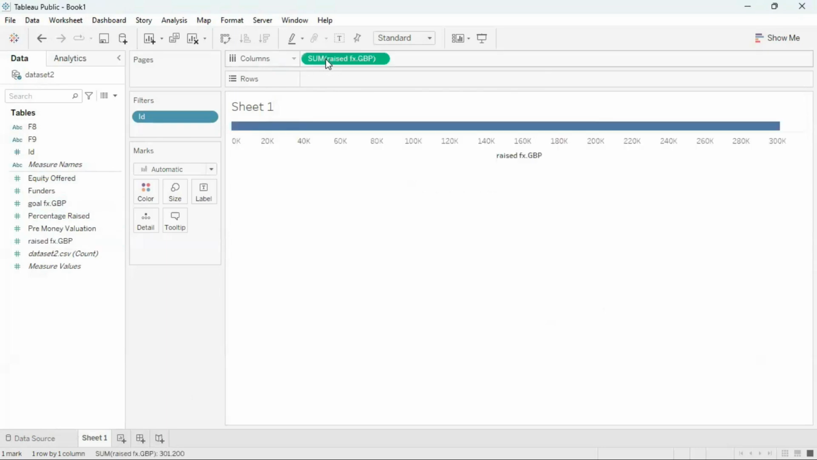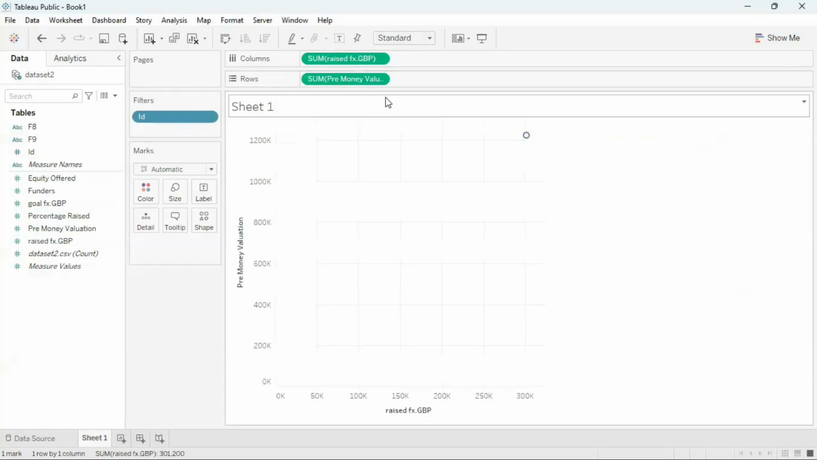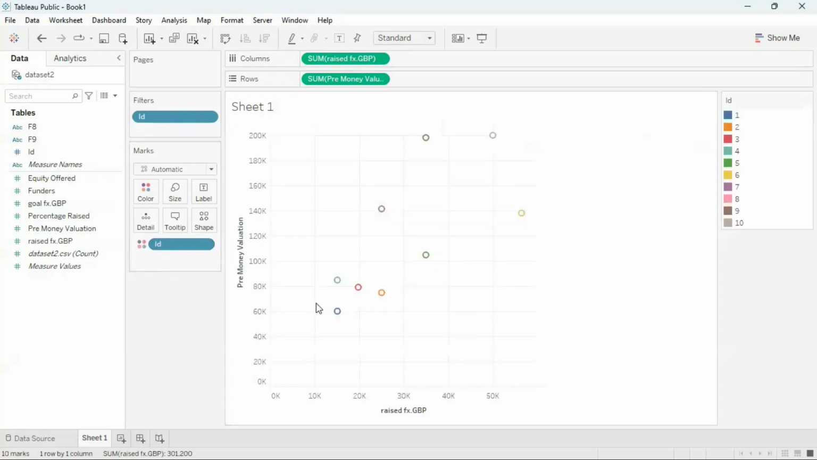I'll first drag the raised amount in British pounds to columns and the pre-money valuation to rows. And then to separate out the points for each company, I'm going to drag ID to color. And so now we have each startup differentiated by the color, and also along the y-axis is the pre-money valuation for that startup. Along the x-axis was how much money they raised in pounds.